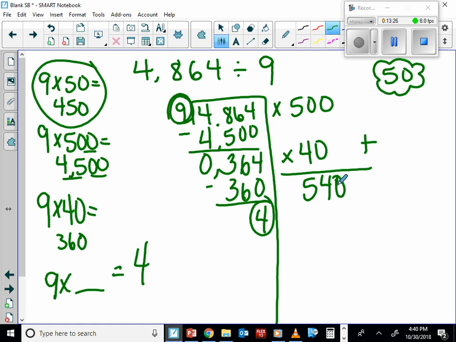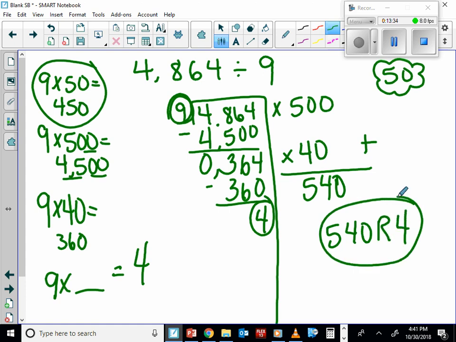But 540 is not my answer. My answer is 540 remainder 4. That is my answer. So that is what partial quotients looks like.